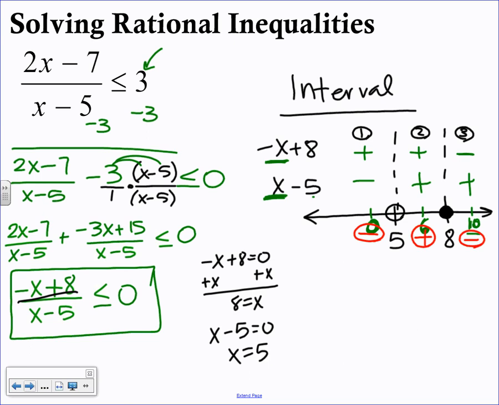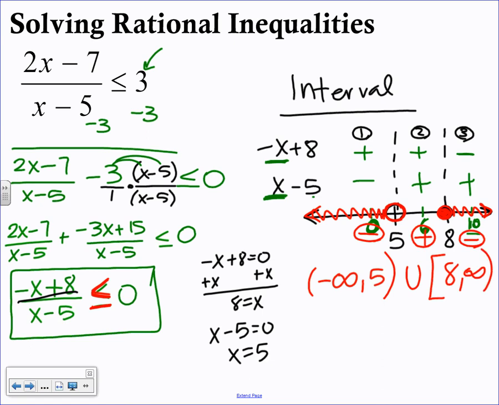What do I care about? I care about where things are less than or equal to 0. So I want the negative stuff. So there's negative, and there's negative. Okay? So I'm going to go from negative infinity to 5. This is an open circle, so I use parentheses. Union, because this is a closed circle, I have a square bracket, 8, and I'm going all the way to positive infinity. And that's my answer.